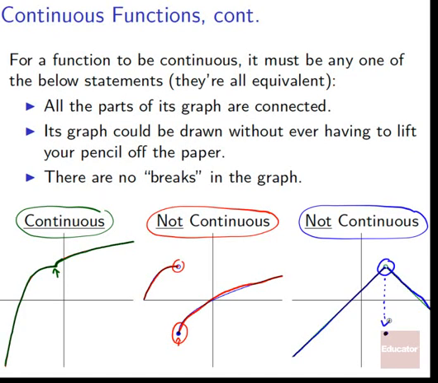So for a continuous function, all the parts of its graph are connected, and that means even one point could be out and it would break the continuity, it would break being continuous, it would no longer be connected.